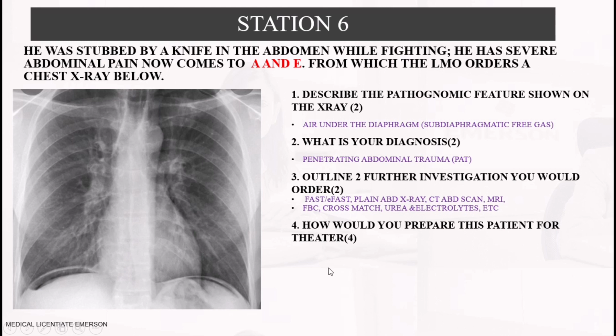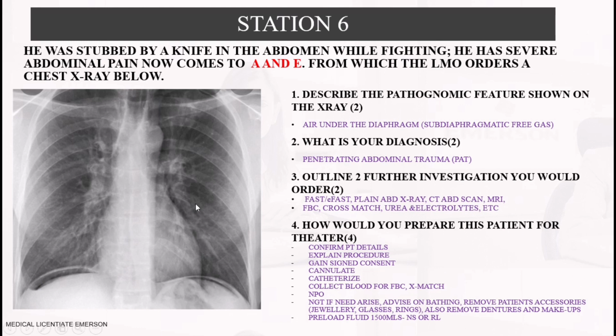Then how do you prepare this patient for theater? For preparation for theater, of course, you have to start from the first step. You have to confirm the patient's details, explain the procedure, gain signed consent, cannulate, catheterize, and collect blood for FBC and cross match. Then you also have to keep the patient nil per oral. Then NGT if need arises. Also advise on bathing and remove the patient's accessories.